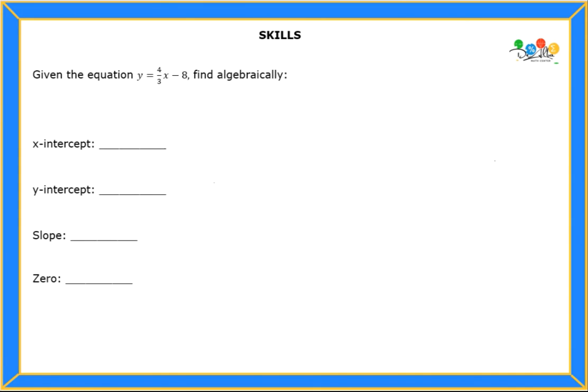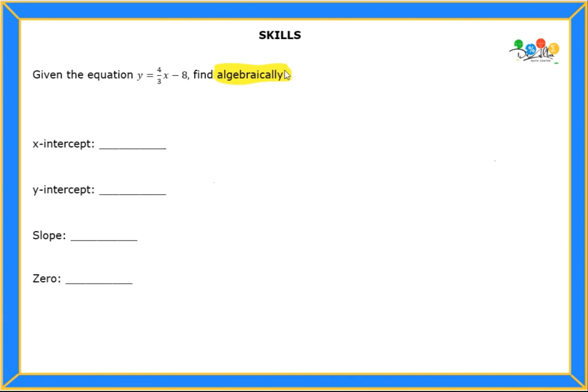Hello students, let's read the problem. It says, given the equation y equals 4/3 x minus 8, find algebraically the x-intercept, y-intercept, slope, and 0. So what does it mean by algebraically? Well, it means that they don't want you to graph it, which is something that we maybe did earlier. Now they want you to do it algebraically, which means using formulas and things like that.